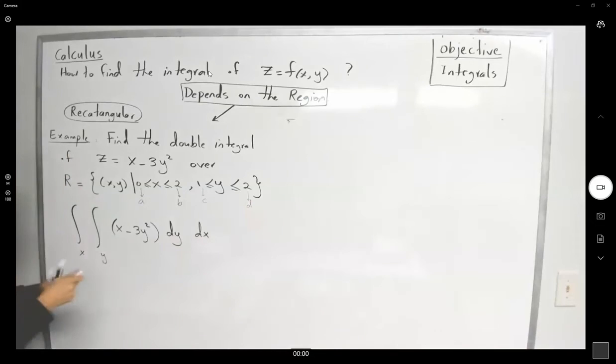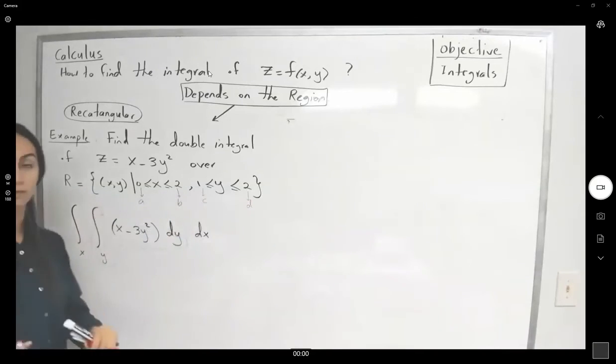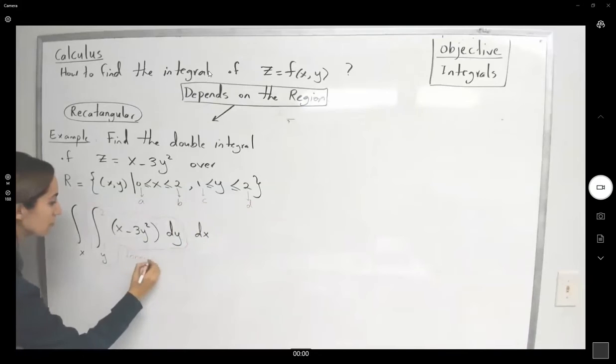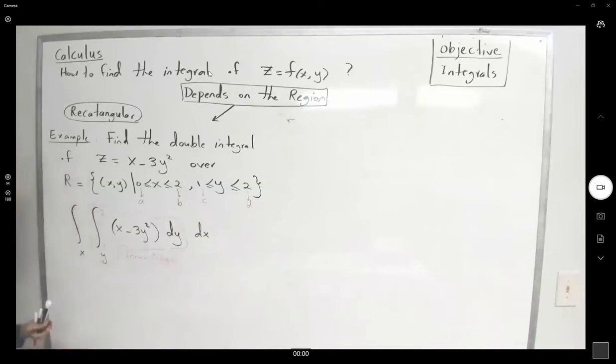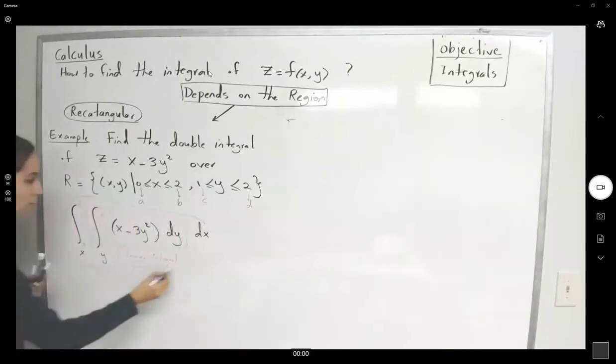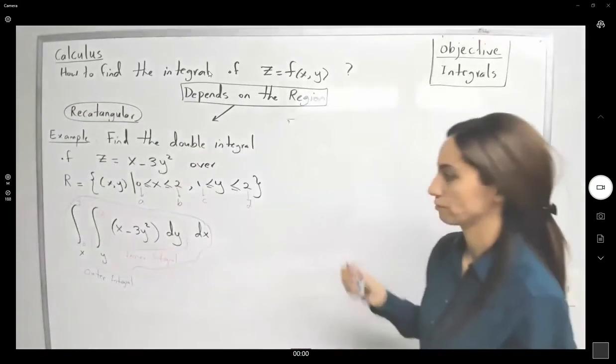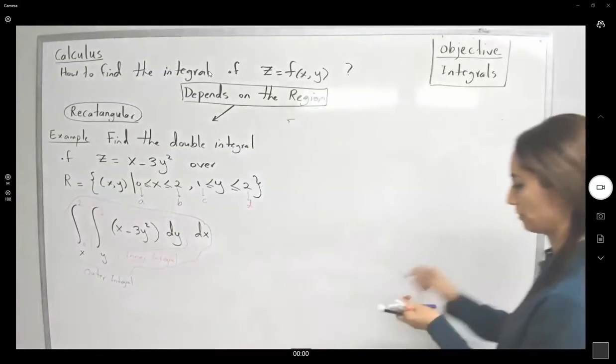Well, what do I see? This is my inner integral. I have to calculate this first, and my y ranges between 1 to 2. After I'm done with the inner integral, I move on to calculate the outer integral, this time with respect to x, from 0 to 2. Outer integral. So let us find the inner integral first.